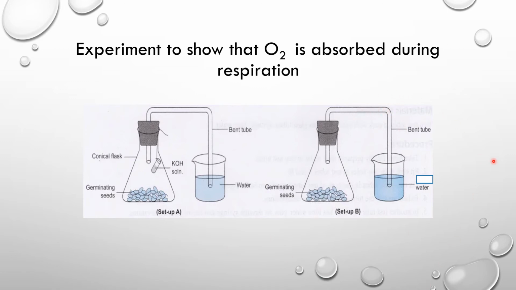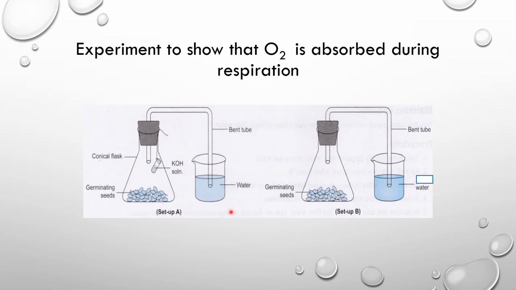We use a control setup in an experiment to confirm the result we obtained at the end of the experiment. Before starting to explain the experiment, I have to tell you something about potassium hydroxide or KOH. KOH, or potassium hydroxide, is a chemical that is used to absorb carbon dioxide in the environment. So now we will move to the experiment.